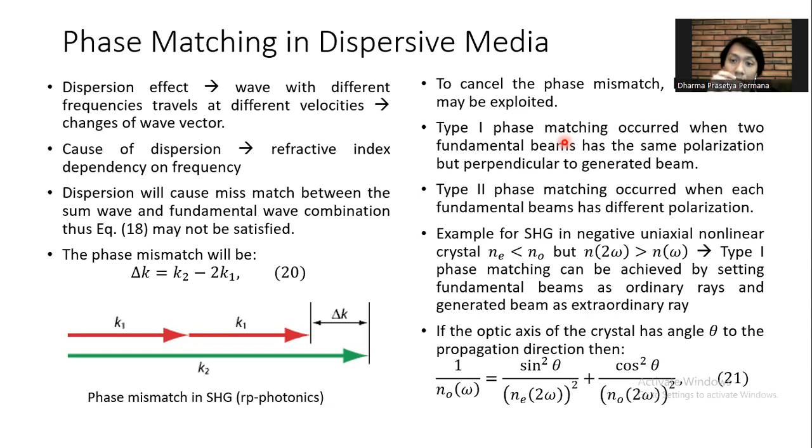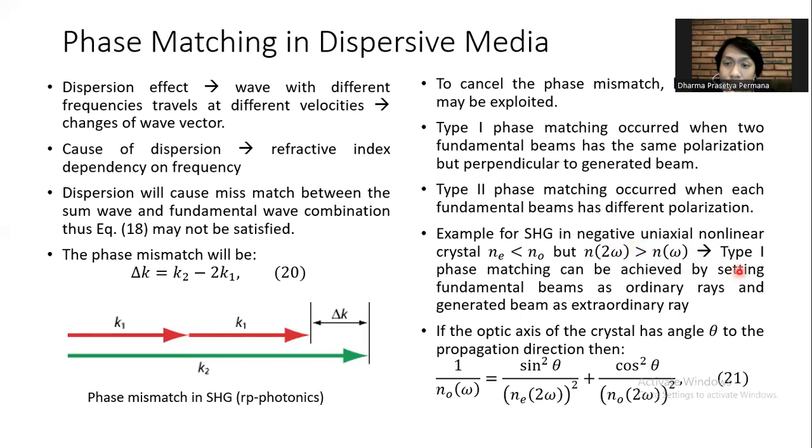For example, in second harmonic generation, when we have a negative uniaxial nonlinear crystal, negative uniaxial means that the refractive index in the extraordinary axis is slightly lower than in the ordinary axis. The refractive index of the generated light, which is different from that of the initial frequencies due to the effect of dispersion, is slightly larger than the refractive index of the initial photons.